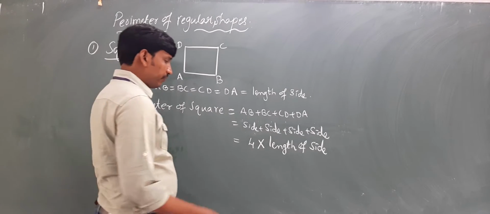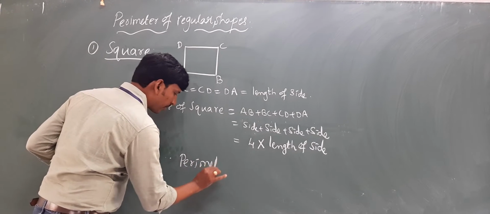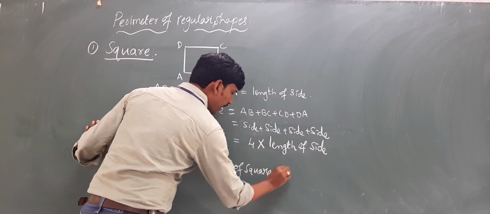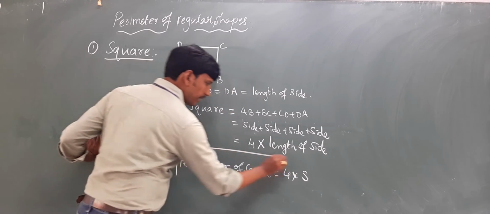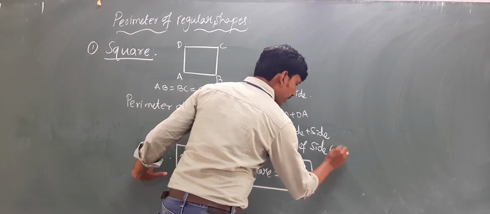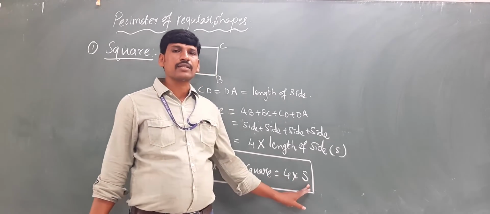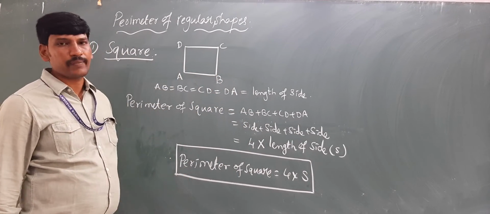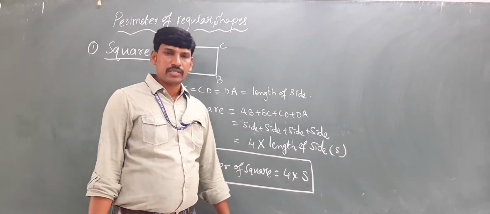So therefore, perimeter of square is equal to 4 into side, that is 4 into S. S denotes the length of the side, kept in bracket here. Understood everyone? Perimeter of square is equal to 4 into S, where S is the length of the side of the square. I hope you understood that.